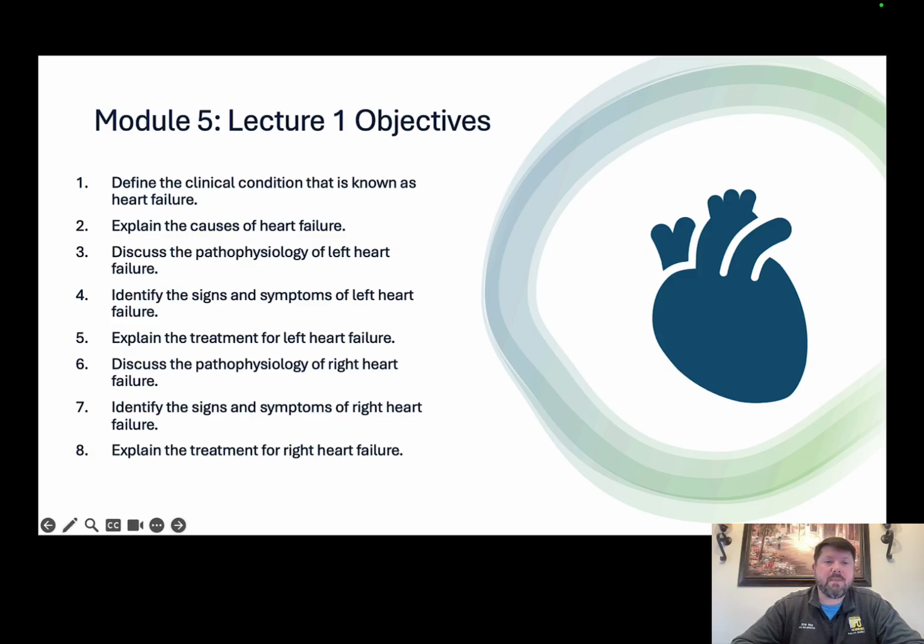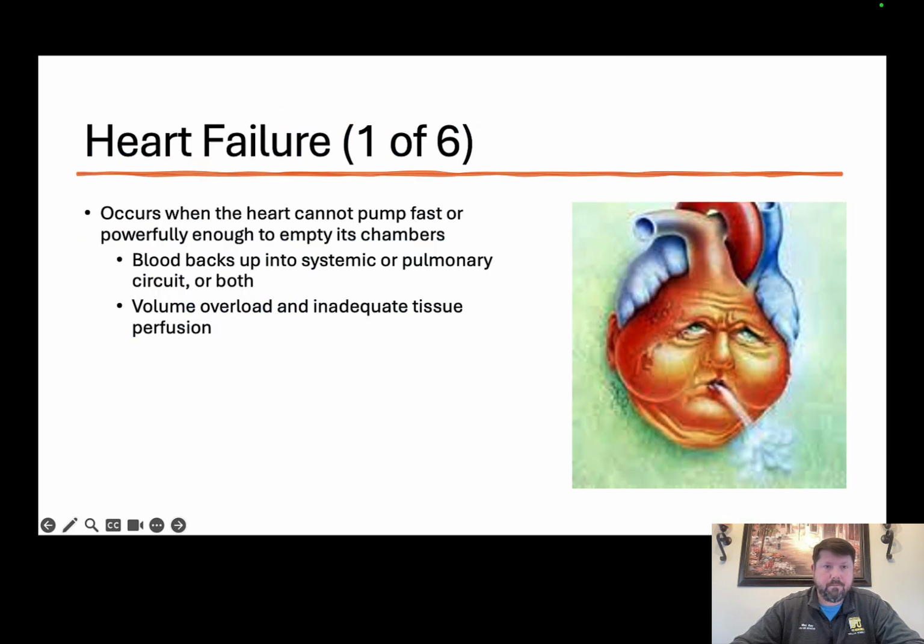We're going to discuss the pathophysiology of left heart failure, identify the signs and symptoms of left heart failure, explain the treatment for left heart failure, discuss the pathophysiology of right heart failure, identify the signs and symptoms of right heart failure, and explain the treatment for right heart failure.